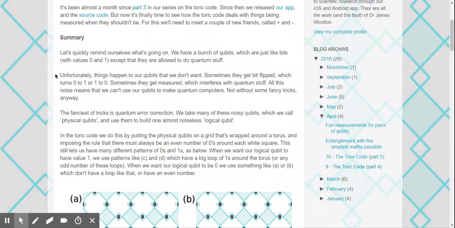Let's quickly remind ourselves what's going on. We have a bunch of qubits which are just like bits with values, zeros and ones, except they are allowed to do quantum stuff. Unfortunately, things happen to our qubits that we don't want. They get flipped or they get measured.